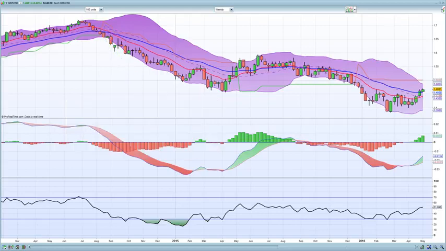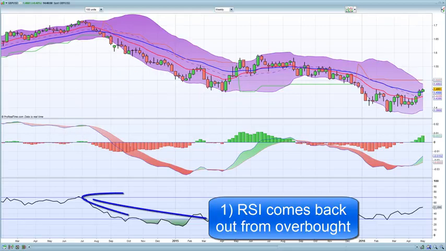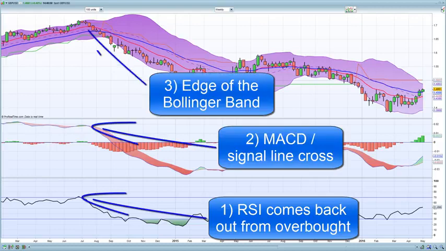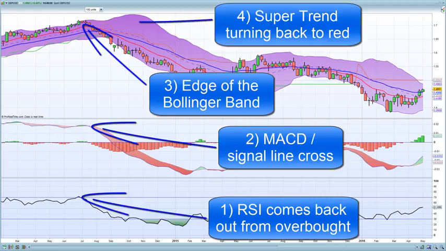So now we have the confluence of 4 indications. We have an RSI coming back out of overbought, we have an MACD cross, we have the market going to the edge of one of the deviations on the Bollinger Band, and we also have the super trend turning back to red. This is the sort of confluence you should be looking for with technical indicators on various markets to see how you can find opportunities to take profitable trades.